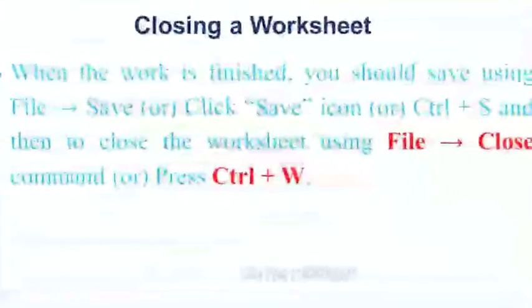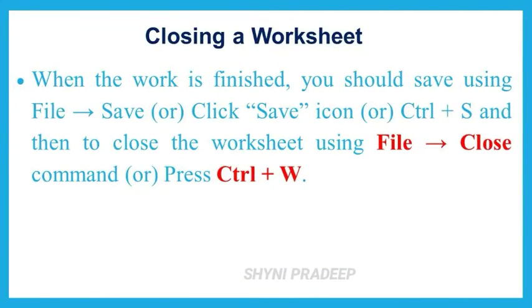Next, closing a worksheet. After saving the worksheet, it remains open, so you can continue to work with the spreadsheet. When the work is finished, you should save your file using the File Save option. After that, close the worksheet using the File Close command. Click on the File menu and select the Close option. Otherwise, you can use the keyboard shortcut Ctrl+W to close your file.